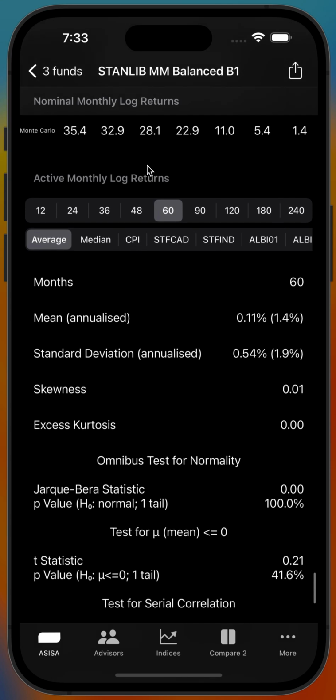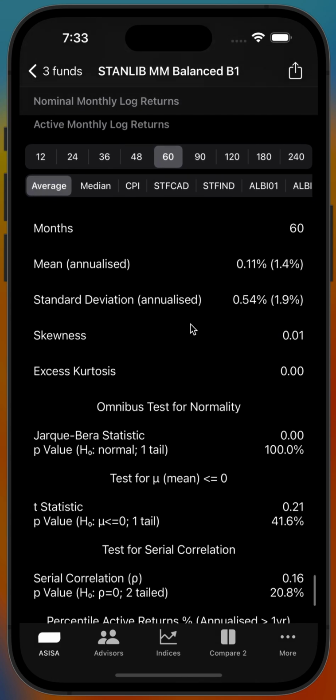Similar sort of thing for the active returns. Again, taking the log of the active returns, and to be honest, for active returns, you don't even need to take a log. They're fairly well behaved. They don't tend to have skewness in them anyway. And again, you can choose the benchmark here. So in this case, we're doing it against the category average.